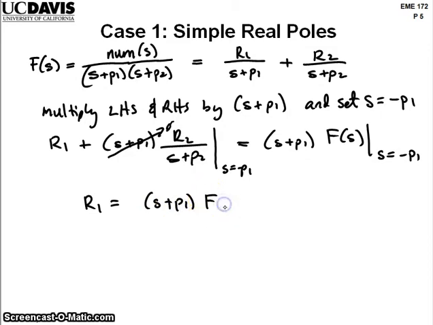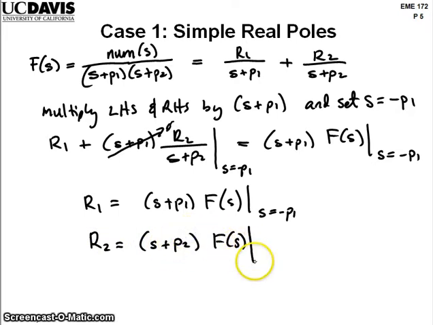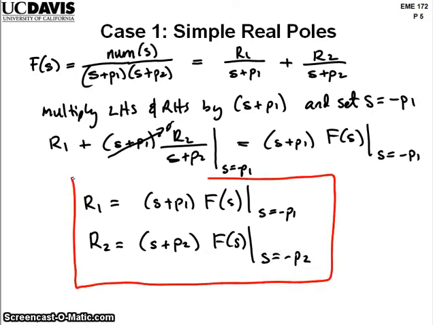And so what I'm left with is r1 is equal to s plus p1 times F of s, evaluated at s equals minus p1. And similarly, I could write r2 is equal to s plus p2 times F of s, evaluated at s equals minus p2. Okay, so this is how I solve for the residues. All right, so that's the general form for this.